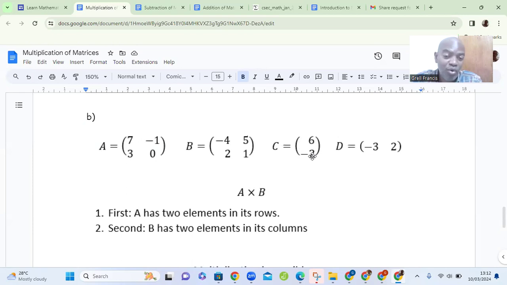If you take the column-row method, let's count the columns of A: 1, 2 columns. Now let's count the rows of C: 1, 2. So again, that proves that multiplication is possible. Back to A times B: A has 2 elements in its row, 7 and -1. B has 2 elements in its column, -4 and 2. So multiplication is possible.